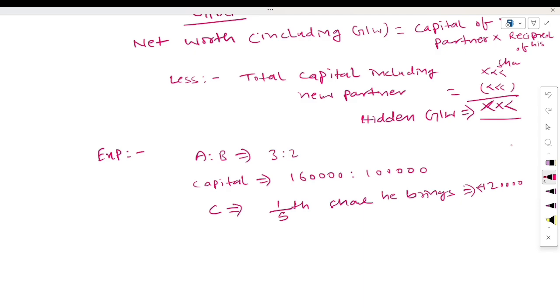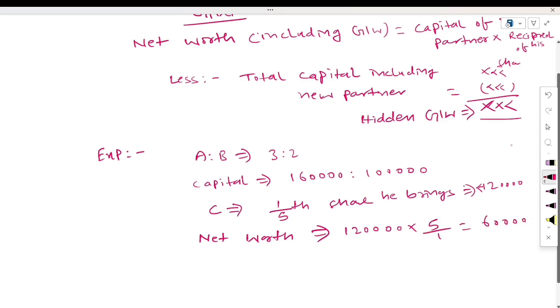Now what we will do? First of all, we will calculate the net worth of the firm. How you will calculate the net worth of the firm? Capital of the new partner into reciprocal of his share. Capital is how much? 1,20,000. His share is 1/5. Reciprocal, it means 5 by 1, 6 lakh. This is the net worth of the firm.